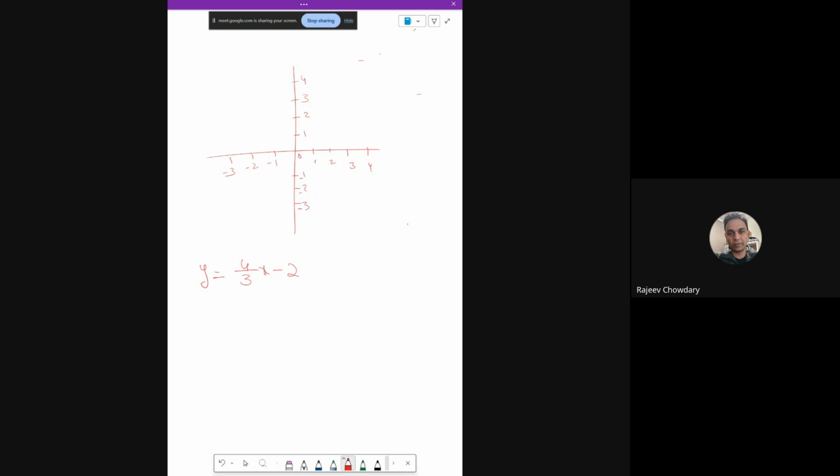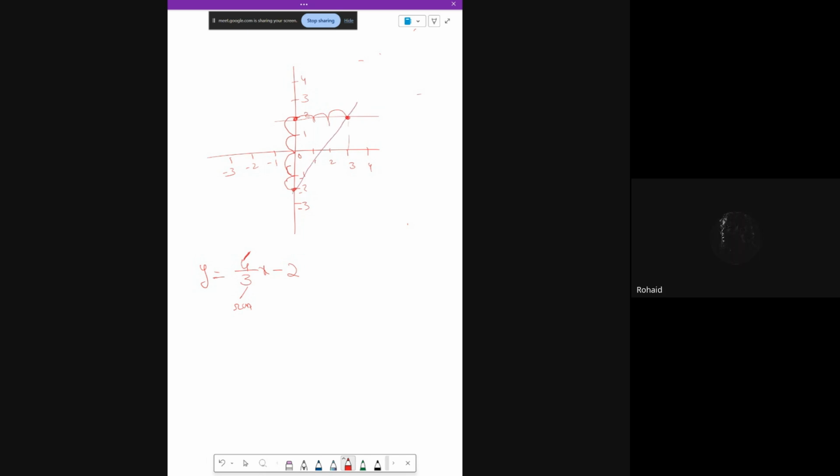Tell me what happens now. So you start at -2 and then you go up by 4, because this is rise. So we're going 1, 2, 3, and 4. And then go over by 3 to the right, because this is run. You go 1, 2, 3. And then you connect these two.